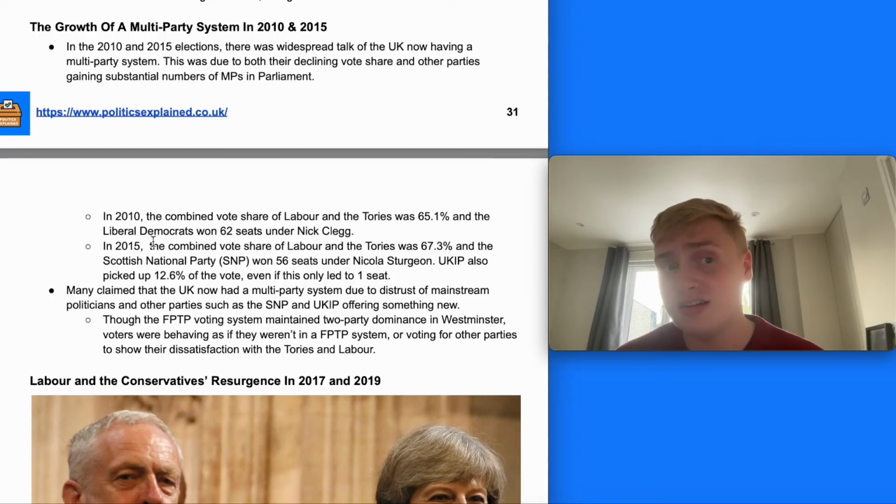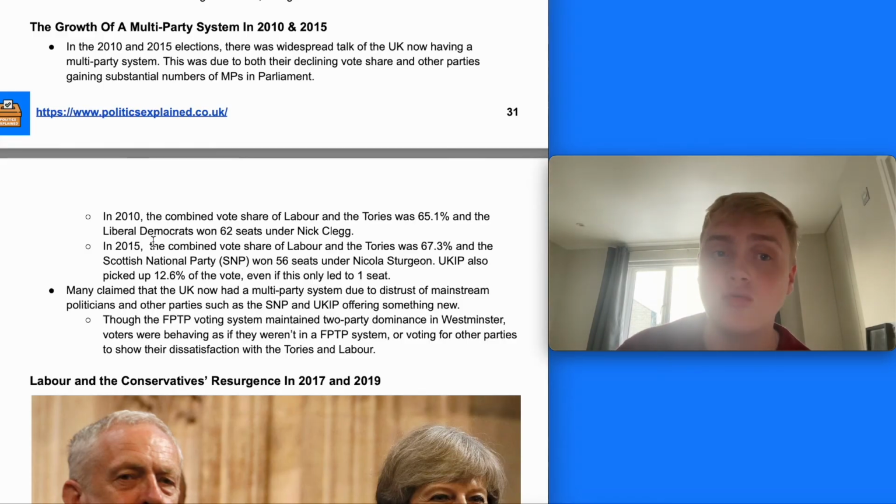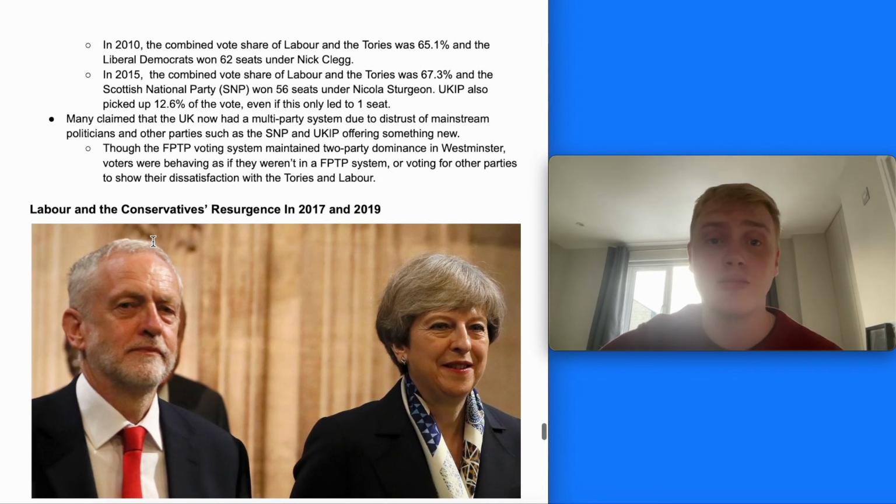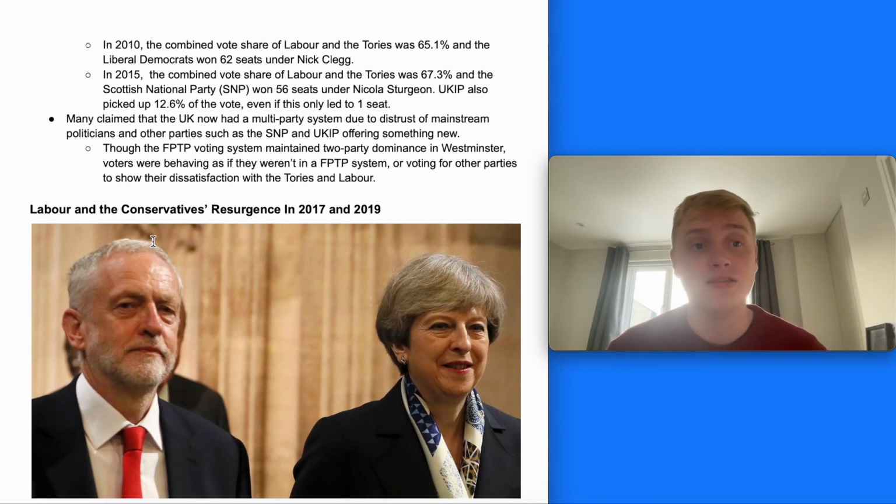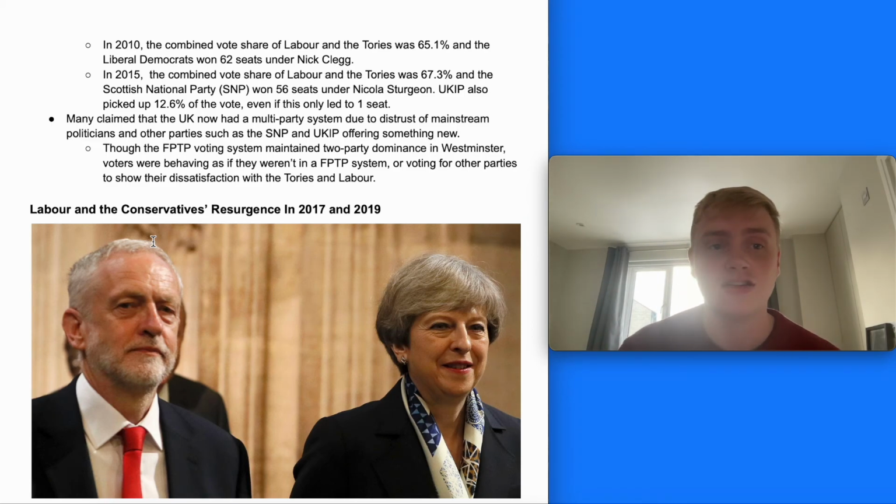So in 2010, 2015, there was widespread talk of the UK now having a multi-party system due to the declining vote share of the two main parties and other parties gaining a substantial number of MPs in Parliament. In 2010, the combined vote share of Labour and the Tories was 65.1%, and the Lib Dems won 62 seats under Nick Clegg. And in 2015, the combined vote share of the two main parties was 67%, and the SNP won 56 seats under Nicola Sturgeon.